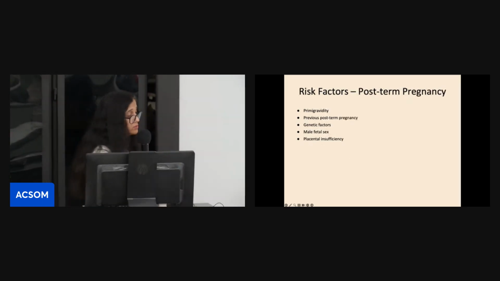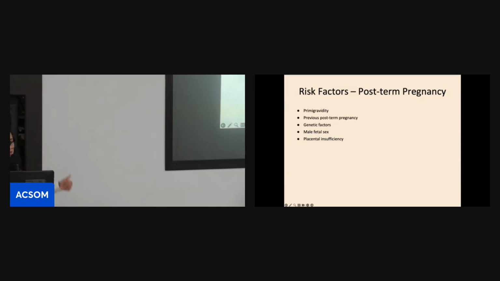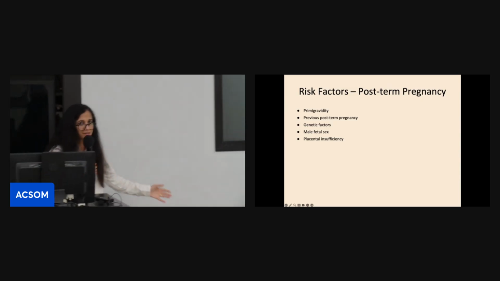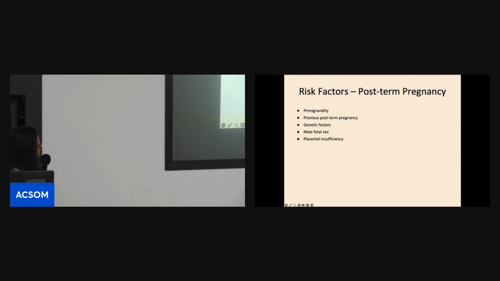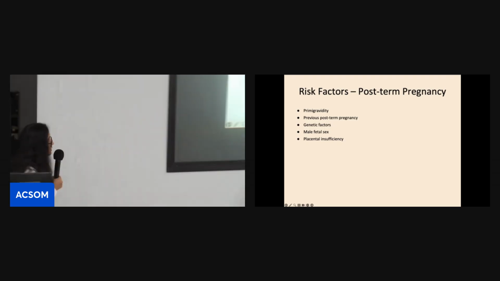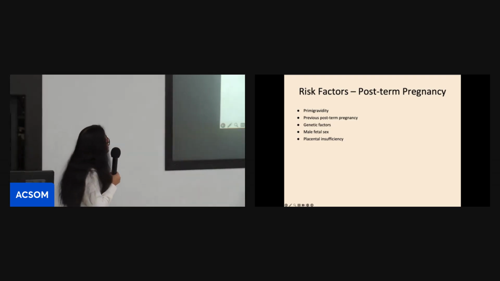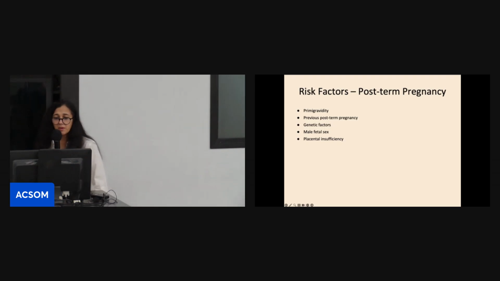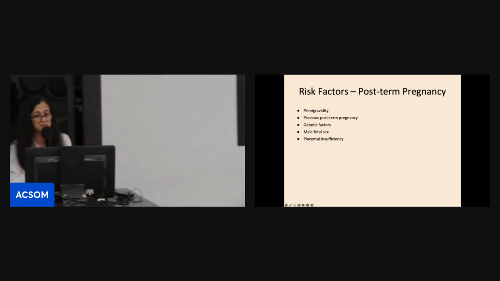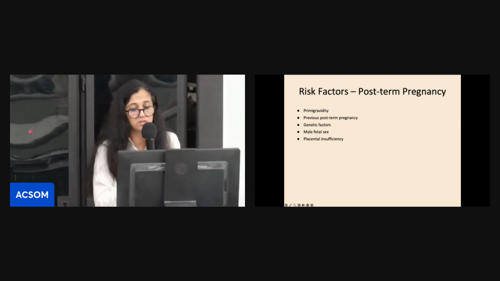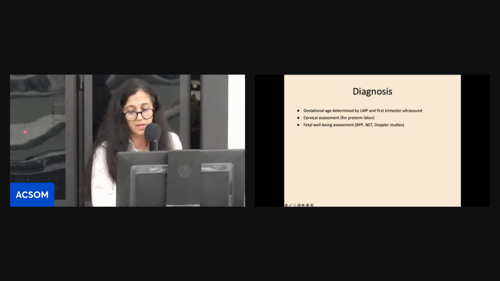Risk factors for post-term in a prima gravida, right? Previous post-term pregnancy, right? Some genetic factors. Actually, somebody did a study about whether or not male fetuses were more likely to go over term. I think it was probably some angry woman with her husband saying, "You're always late." But anyway, male fetal sex, and then placental insufficiency. Those babies that were at risk for IUGR can also go post-term.